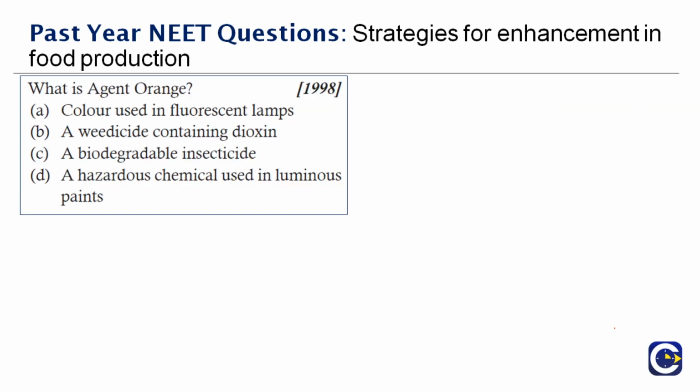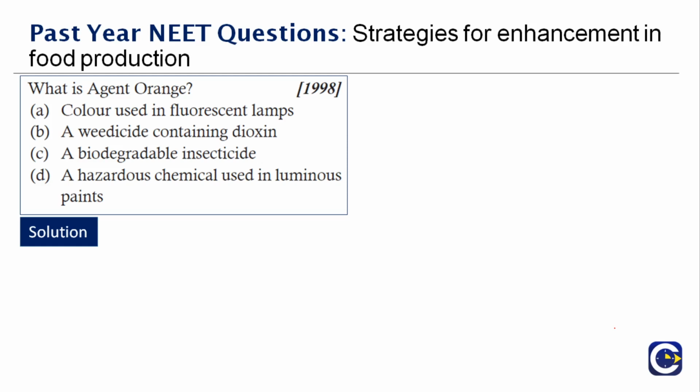Next question here. What is Agent Orange? What is it actually? It's a chemical. Yeah, we all know it's a chemical, but what is it actually? It is a weedicide containing dioxin. Other than that, what else can you say about Agent Orange? It's a chemical, as I already mentioned.